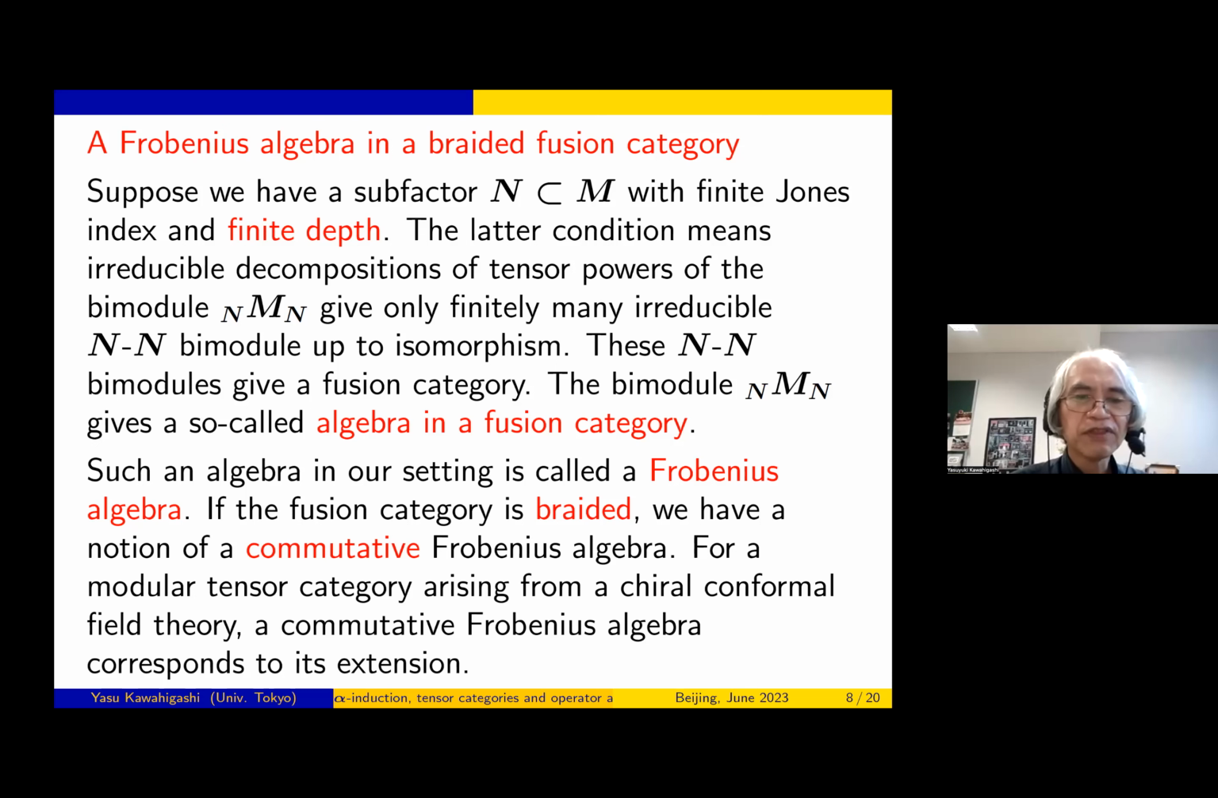If the original fusion category is furthermore braided, then we have a notion of commutative and non-commutative Frobenius algebras. A commutative Frobenius algebra is more important. For a modular tensor category arising from a chiral conformal field theory, a commutative Frobenius algebra gives an extension of the conformal field theory. This gives a larger conformal field theory, which extends the given conformal field theory.